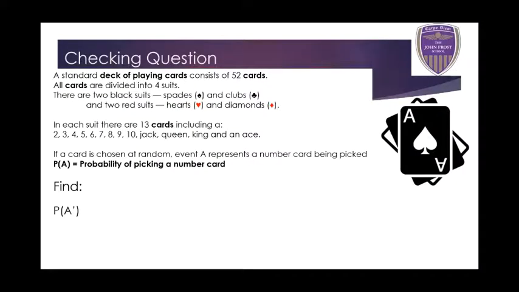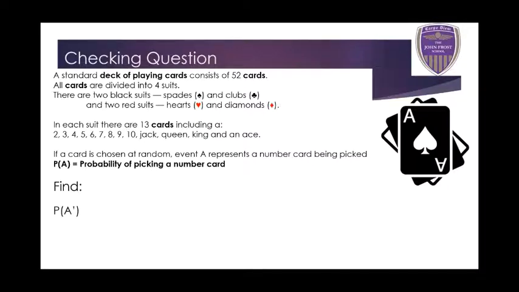Okay, so here's your checking question. A standard deck of playing cards consists of 52 cards. All cards are divided into 4 suits: spades, clubs, hearts, diamonds. In each suit, there are 13 cards. These include a 2, 3, 4, 5, 6, 7, 8, 9, 10, a jack, a queen, a king, and an ace. If a card is chosen at random, event A represents a number card being picked. So P of A equals the probability of picking a number card. I'm asking you to find P of A prime. So pause the video, see if you can have a go at answering this question. Best of luck.